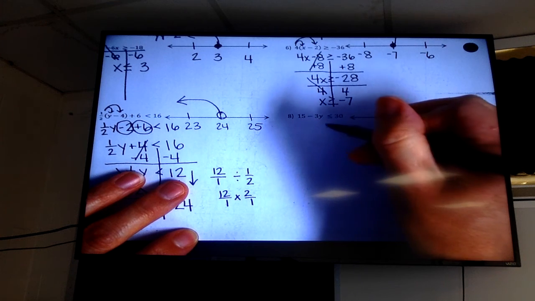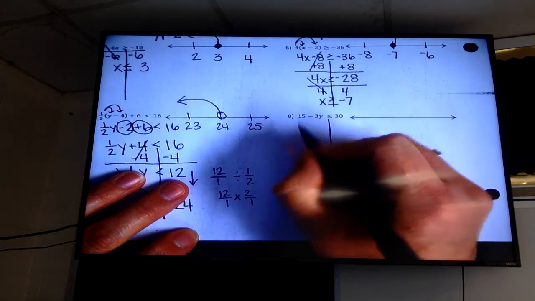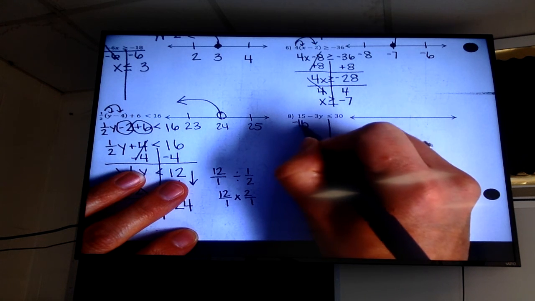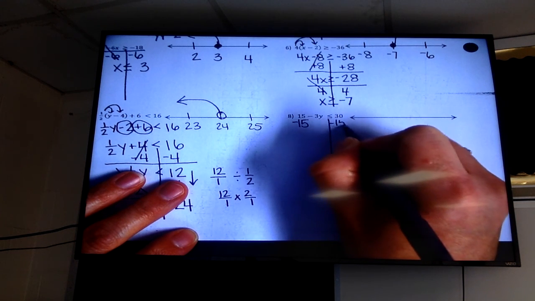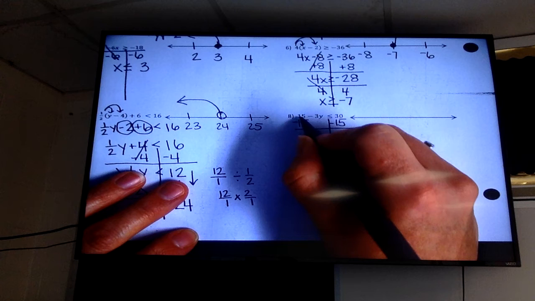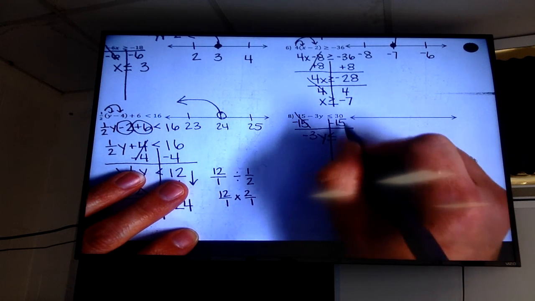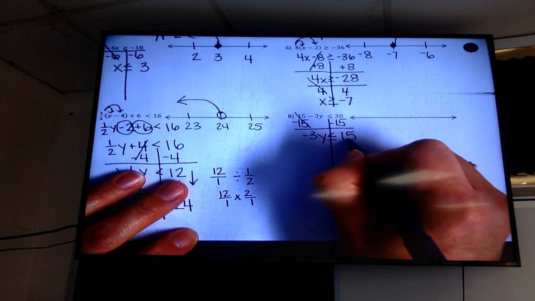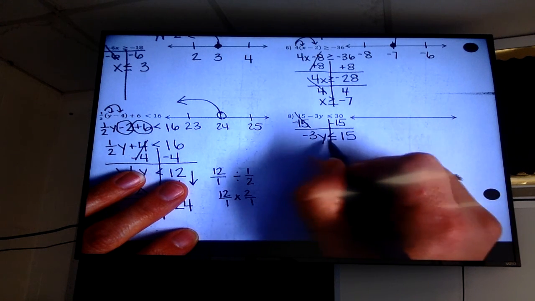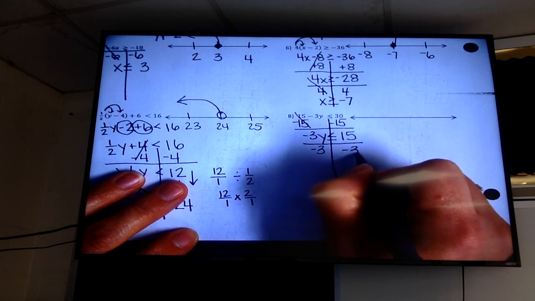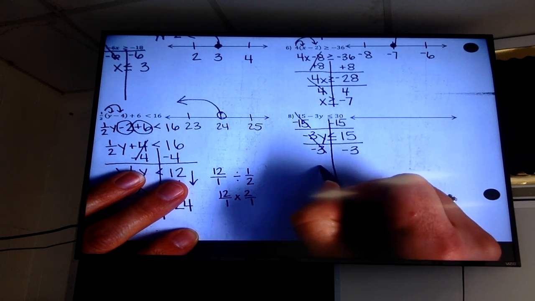Okay, very last one. Drop my line. Constant says 15. It's positive 15, and I want to get rid of that first. So opposite of positive 15 is negative 15. So I'm left with negative 3y is less than or equal to 30 minus 15 is 15. Numbers next to each other, which means multiplication. The opposite of multiplication is division. So I'm going to divide by negative 3.